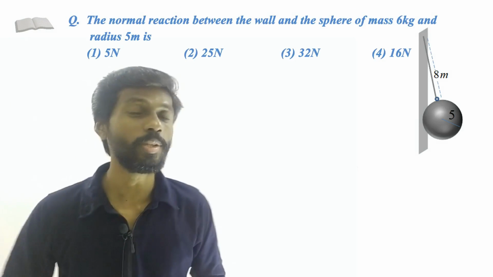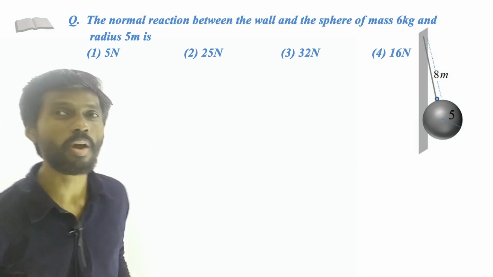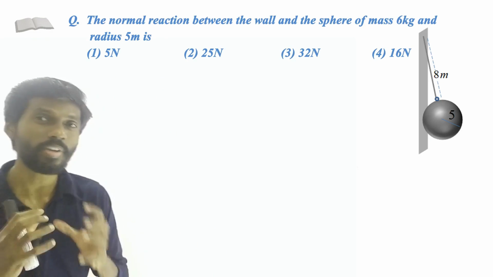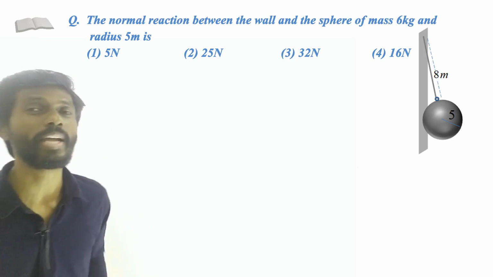Here a sphere is connected to a string which makes some angle with the vertical wall. We have to find the normal reaction between the wall and the sphere, right? This sphere is in equilibrium. That means the total force acting on the sphere is 0.